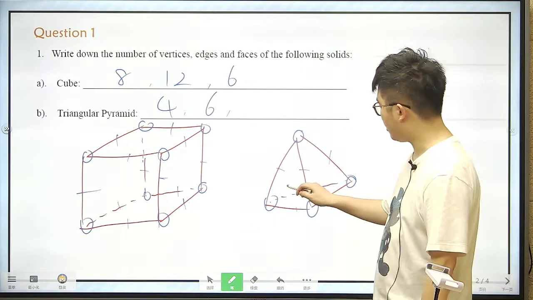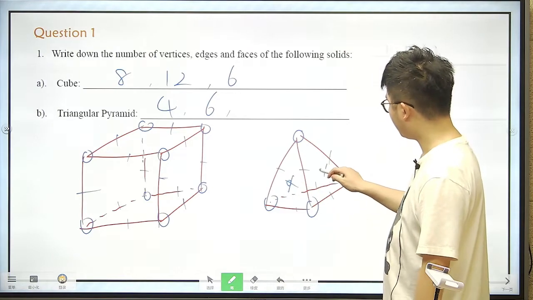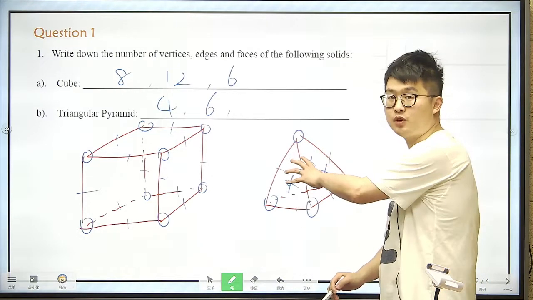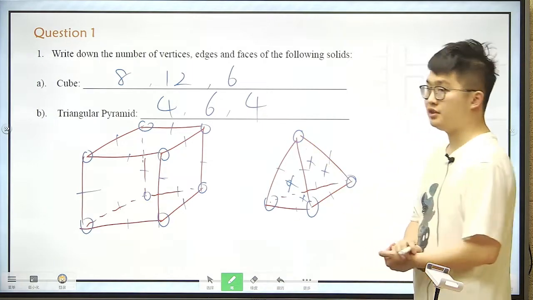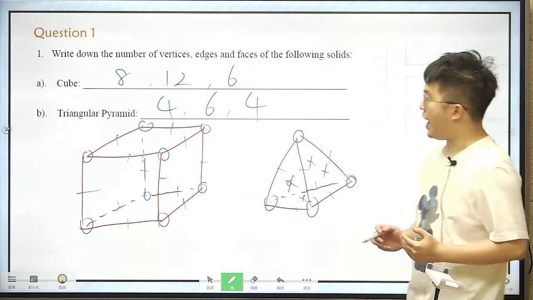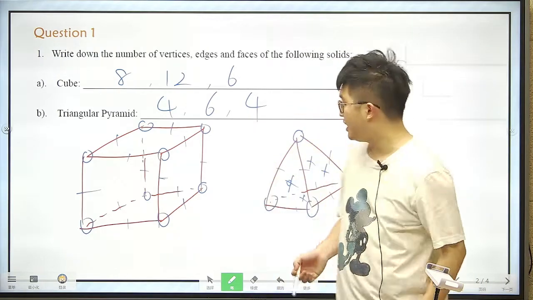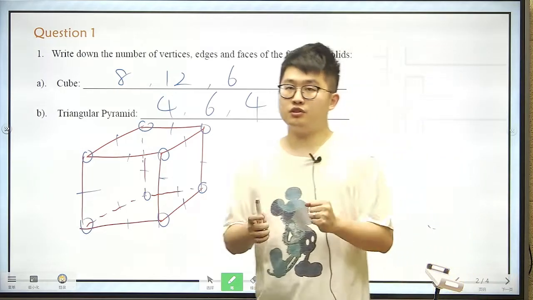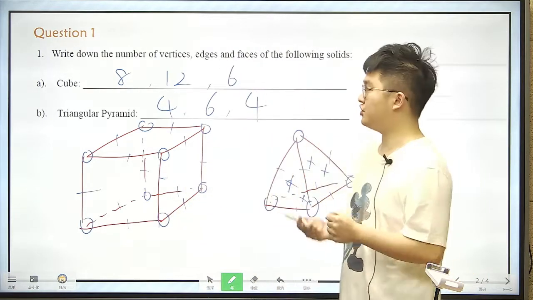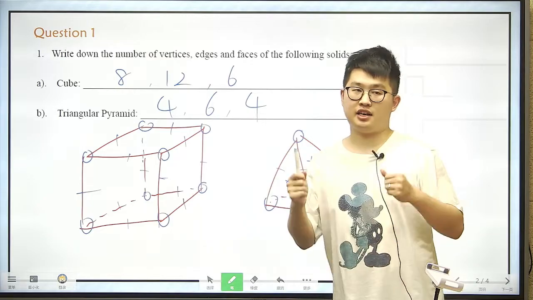We count 1 over here, 1 over here, 1 in the back, 1 in the back, and 1 in the bottom. So 4 faces. So triangular pyramid is also known as the 4 faces. All right, this is the first question. We just need to draw the solid and count carefully.